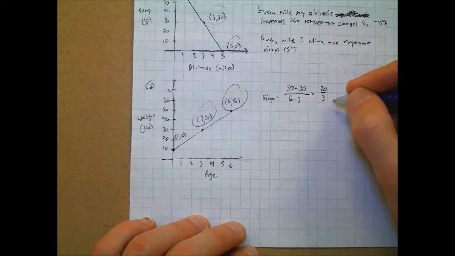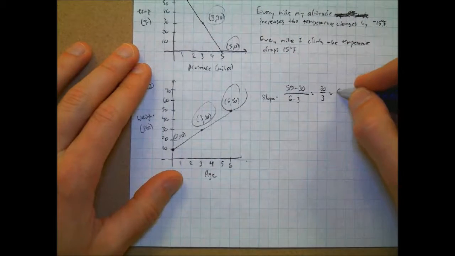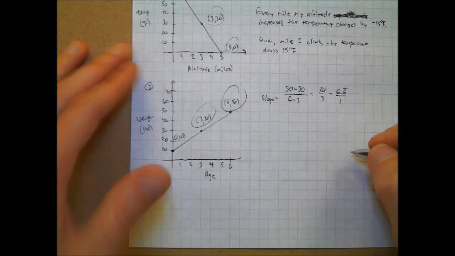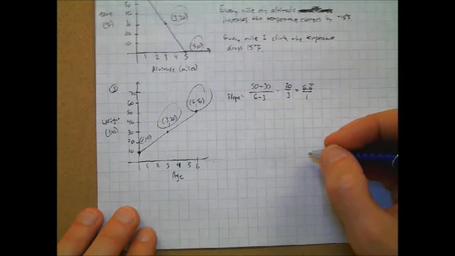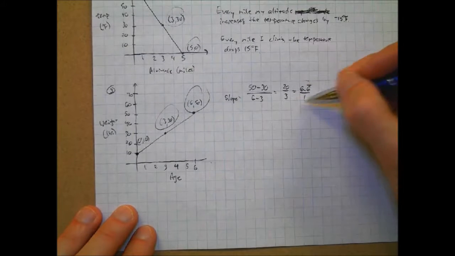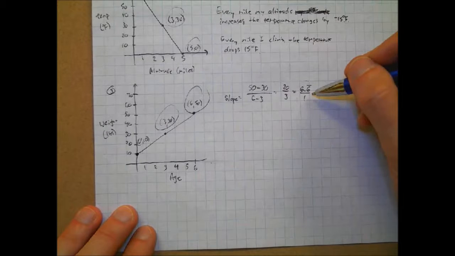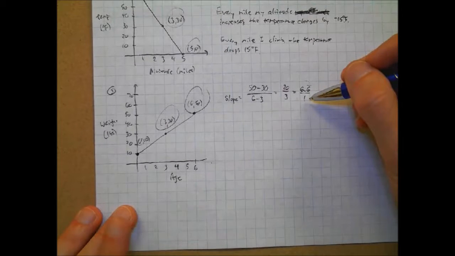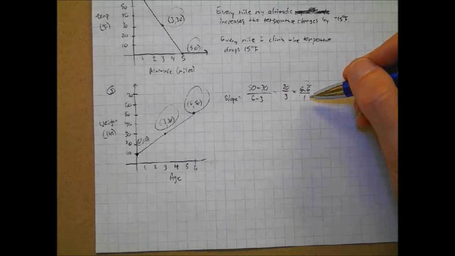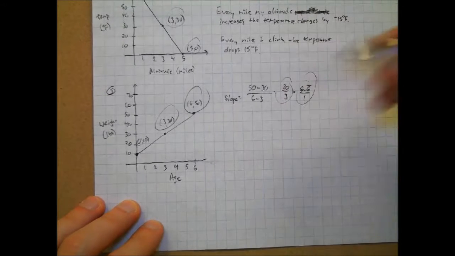20 over 3, which if we do that in our calculator, you get 6.6666 repeating over 1. So this is a case where you can choose whether you want to get, this is called the unit rate. Why do you think it's called the unit rate? Because it's over what? Of 1. Over 1. Yeah, that's true. So this is because you're dividing by 1 here. So you could say this one or this one here. It's your choice.